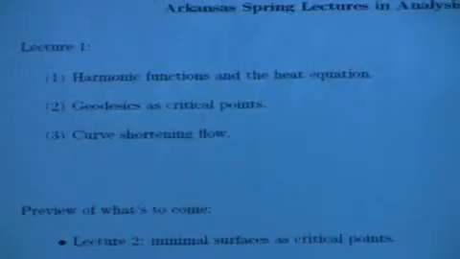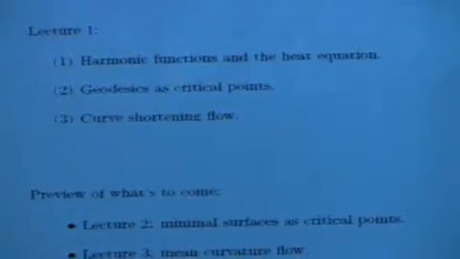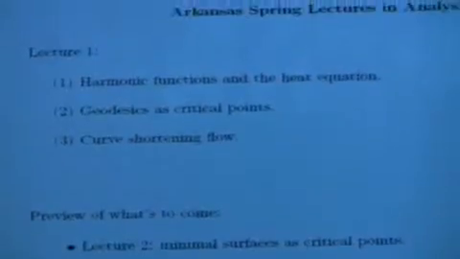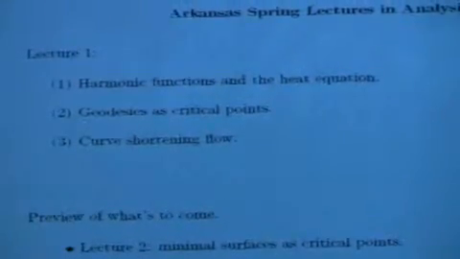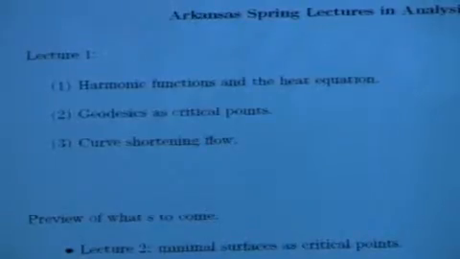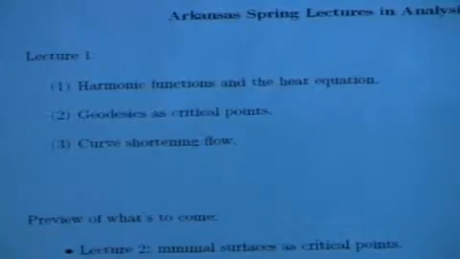So we're going to think of minimal surfaces as critical points for the area functional. In other words, the mean curvature is the gradient of the area functional, and then you can look at an associated gradient flow, the mean curvature flow. So we'll try to interpret things from that point of view.